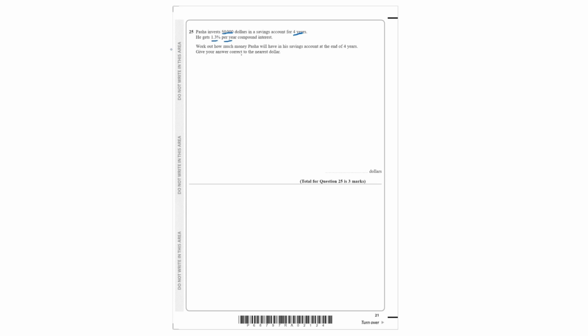Now, we know that the formula for compound interest is A is equal to P into 1 plus R over 100 to the power of NT. A is the total amount. P is the principal amount, or the initial amount we invest. Pasha invests 50,000. R is the interest rate, which he gets 1.3% over 100.